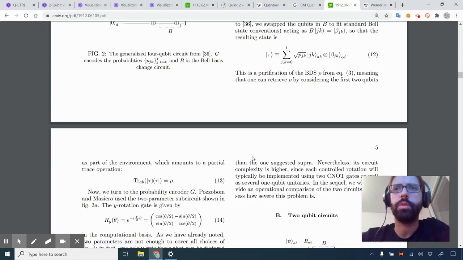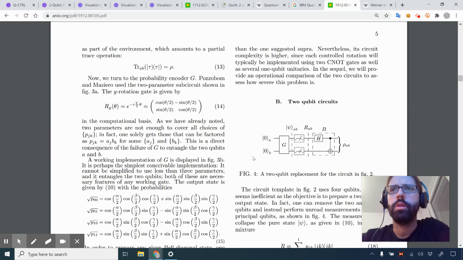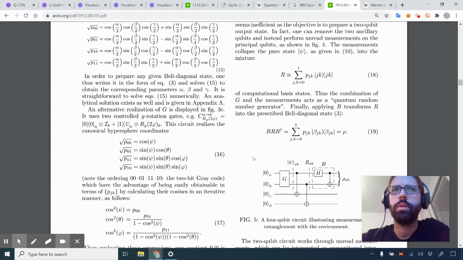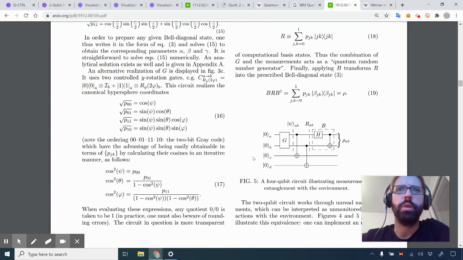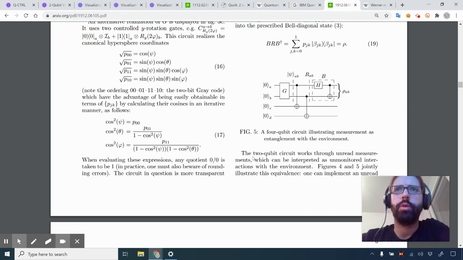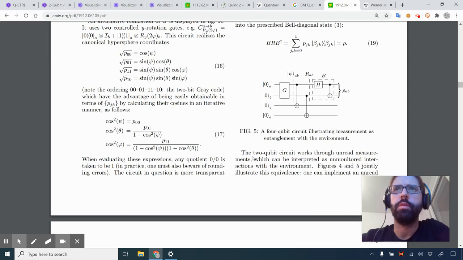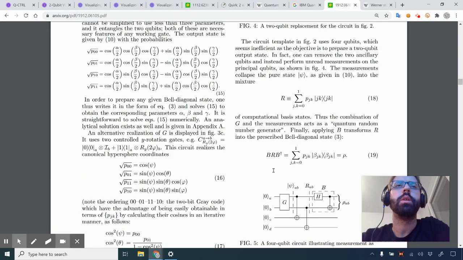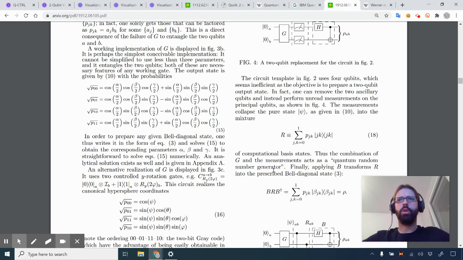Okay, so here we have some circuits, 2-qubit circuits. So these actually might be more interesting. 4-qubit circuit, measurement as entanglement with the environment. So you pretend that 1 qubit is the environment, maybe, and then you just entangle it, and then, you know, here you go, and you have measurement, or what? It's like, I don't know, it feels just really big. I don't know where to start.